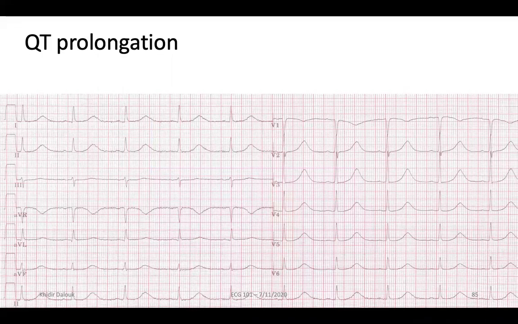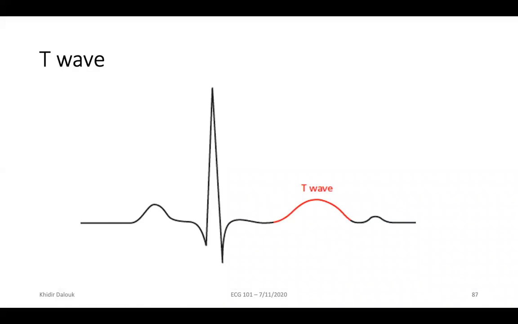The second question, Mazin, was about what? Junctional rhythm? Junctional rhythm, yes.